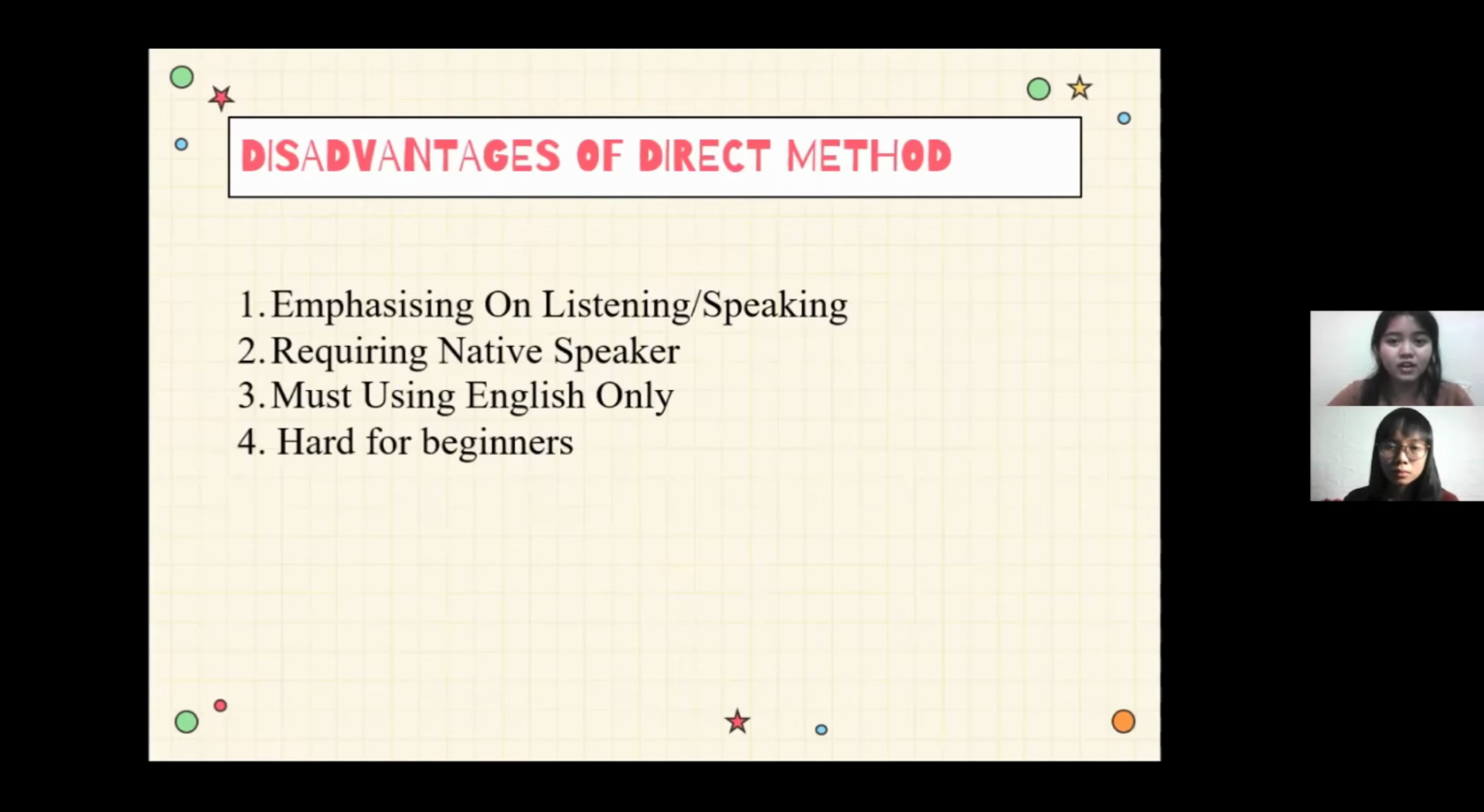So that's all our explanation about definition, characteristic, technique, advantages, and disadvantages of direct method. So for your information, we are also having a simulation in the next part. So see you in the simulation.